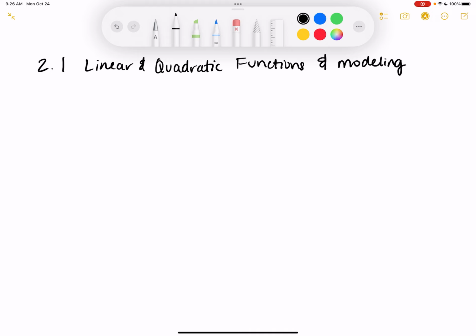So you should have already had your notes done. So we are going straight to examples.